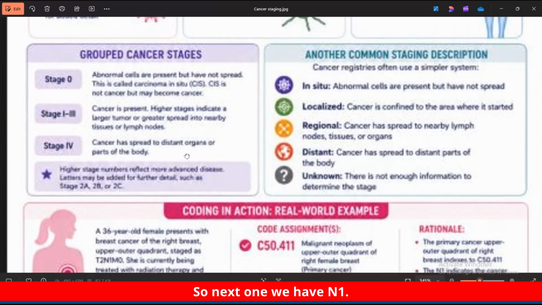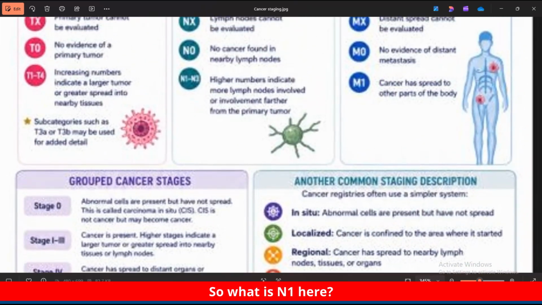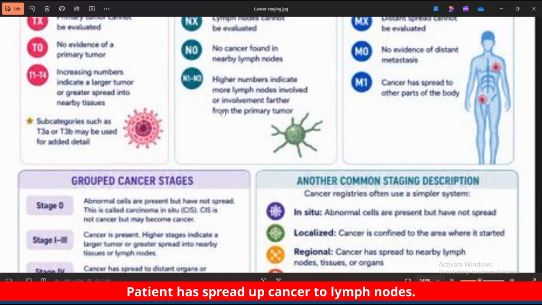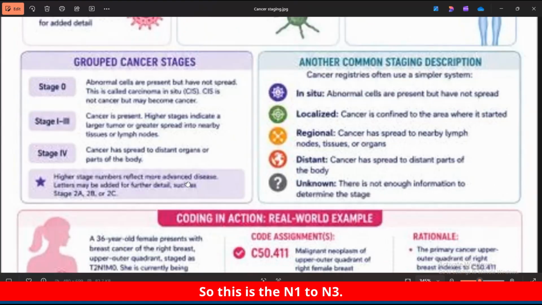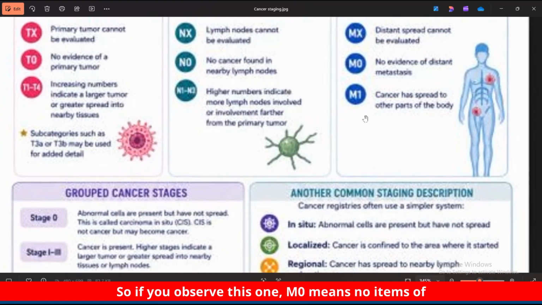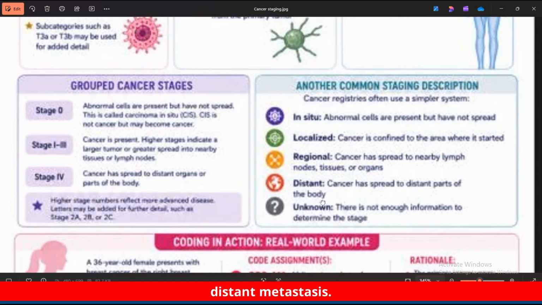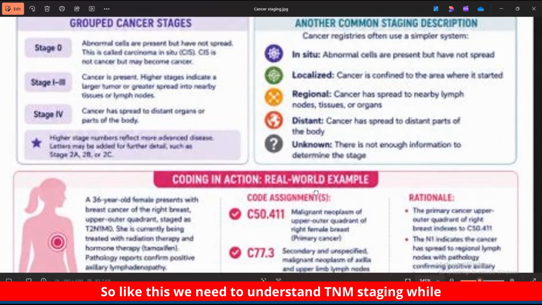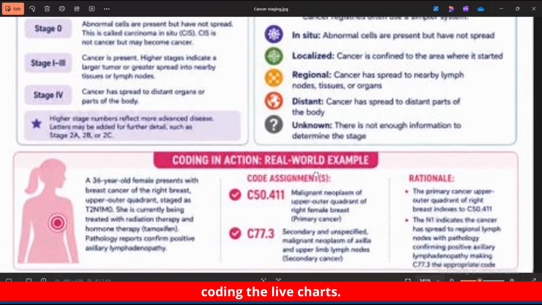Next we have N1. What is N1 here? Here also, the patient has spread of cancer to lymph nodes. So this is the N1 to N3. Next, M0. M0 means the patient had cancer of the breast as well as the lymph node, but there is no distant metastasis. That's why they have mentioned M0 here. M0 means no evidence of distant metastasis. So like this we need to understand TNM staging while coding live charts.